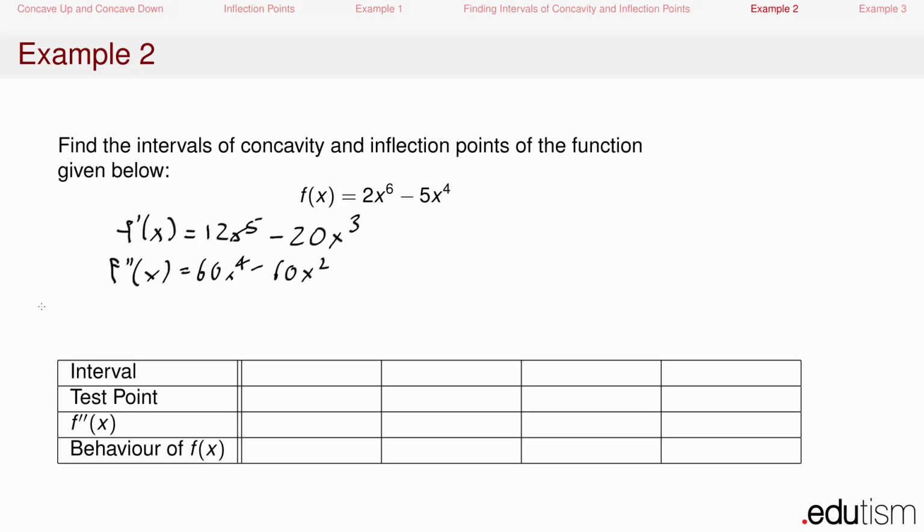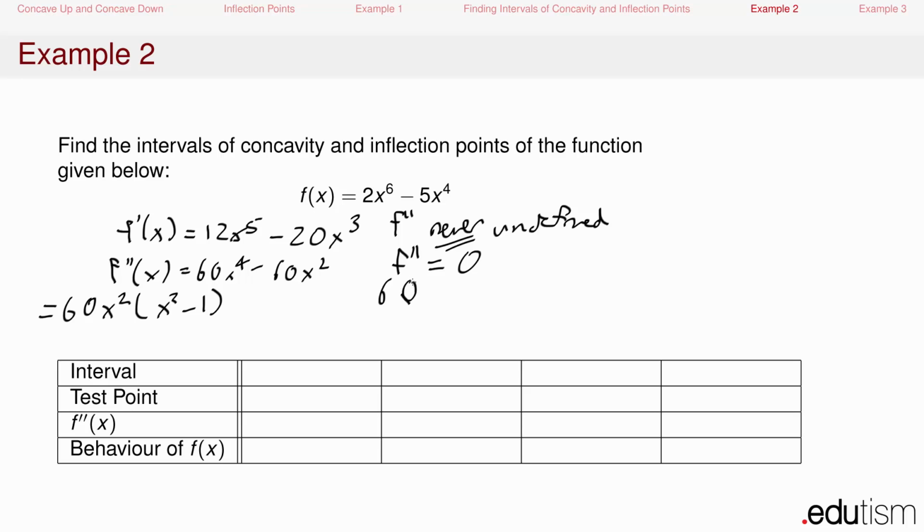Now I'm going to factor this, just to make it easier to solve. So I get 60x squared times x squared minus 1. Now I want to ask basically, when is this thing 0, when is it undefined? Well, the first thing to mention is the second derivative here is never undefined. It's a polynomial function. It has domain all real numbers. Now we want to ask when it's 0. Well, basically there's going to be two situations when it's 0. Either 60x squared equals 0, which means x equals 0, or x squared minus 1 equals 0, which means x is plus or minus 1. So these are our possible inflection points: 0, positive 1, and negative 1.